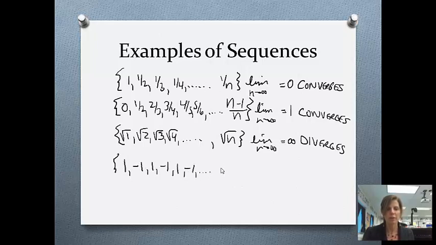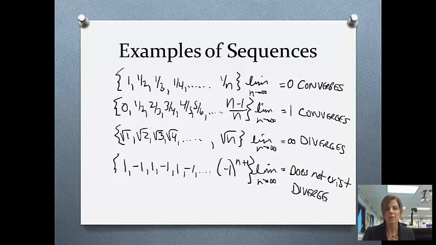And one more example that I'll give you, I could have 1, -1, 1, -1, 1, -1, and keep going. And there actually is a formula that would describe that. That would be (-1) to the n plus 1. If I was looking at this limit as n approaches infinity, you'll notice there is really not a limit, because it's going to keep going back and forth between 1 and -1. It's not going to be approaching one number. So in this one, we would say the limit does not exist. And if it does not exist, we would once again say that this sequence diverges.